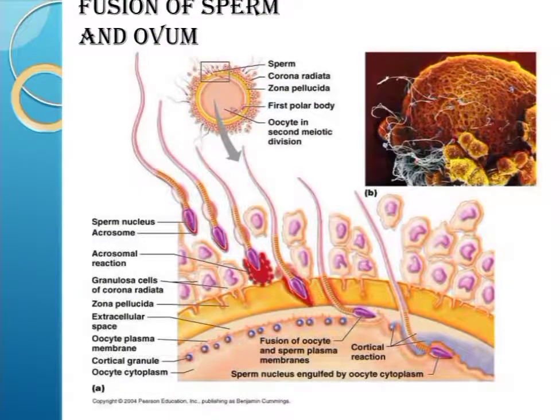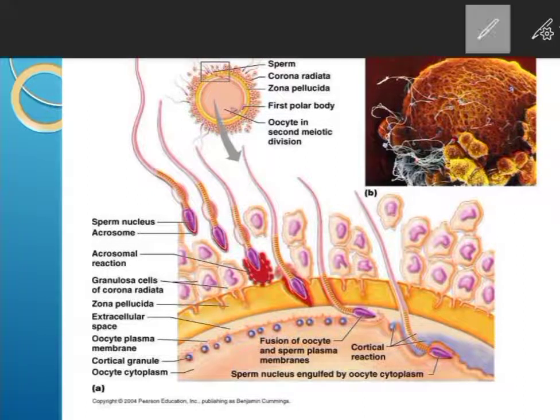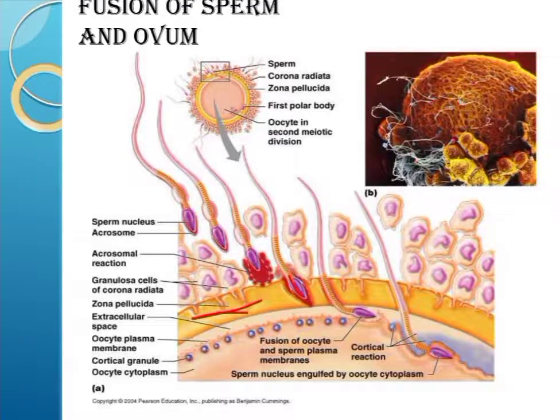This diagram shows the fusion of sperm and ovum. You can see here the zona pellucida layer. The sperm head gets embedded in the zona pellucida layer, and later there will be fusion of the nucleus of the ovum and that of the sperm. So that is called fertilization.